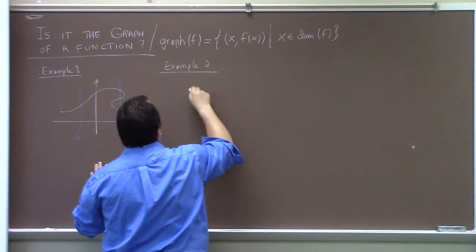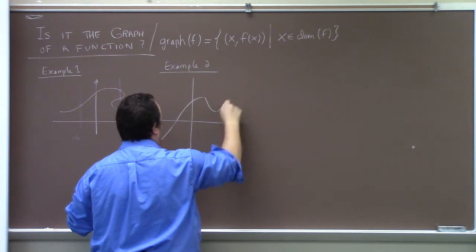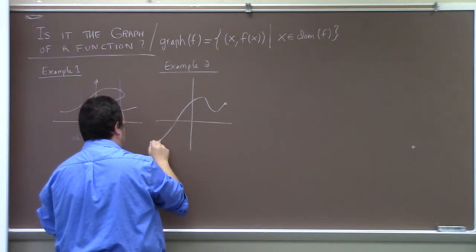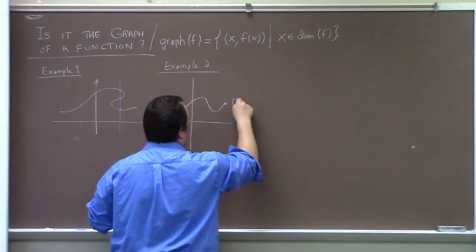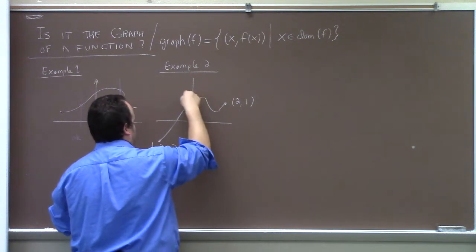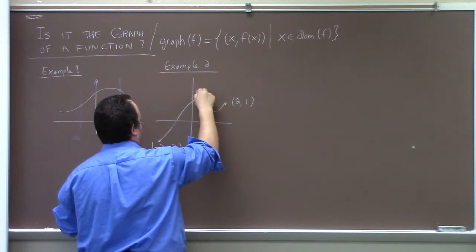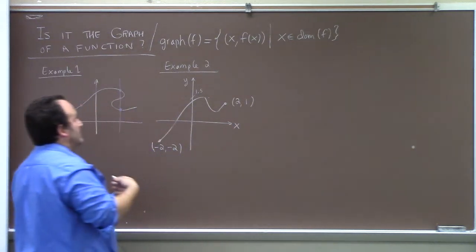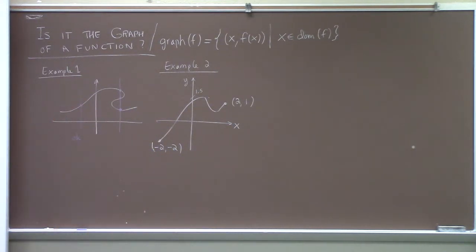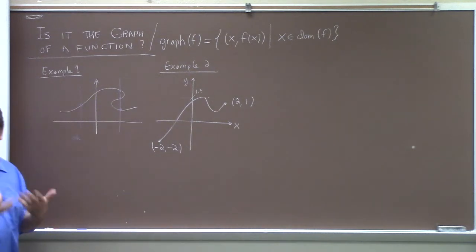Example 2. We could have something like this. And suppose that it's going from (-2, -2) all the way over here to (2, 1). And let's suppose that this is 1.5. So first question, is it a function? Yeah, it is, right? Any vertical line we draw through the graph, we just hit 1 point. That means we assign a unique y value to each x value in the domain.